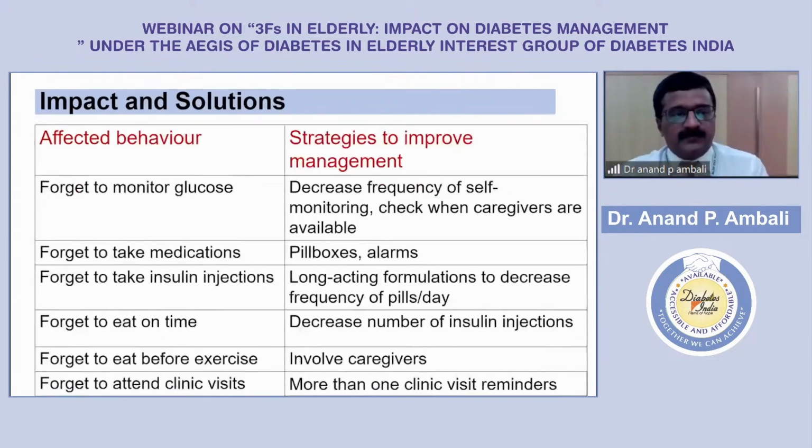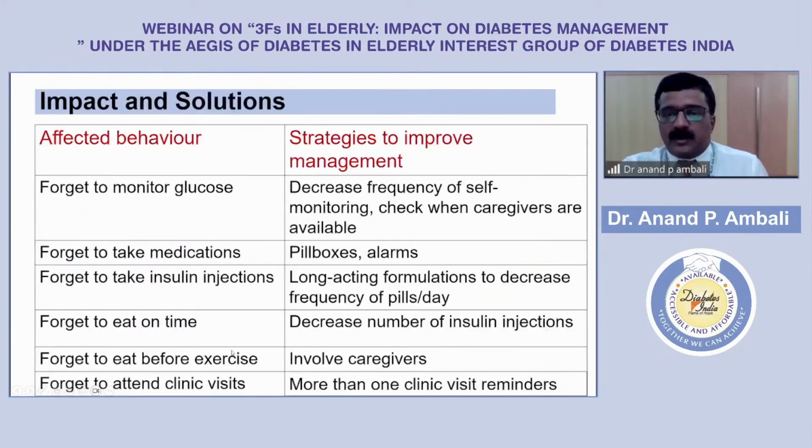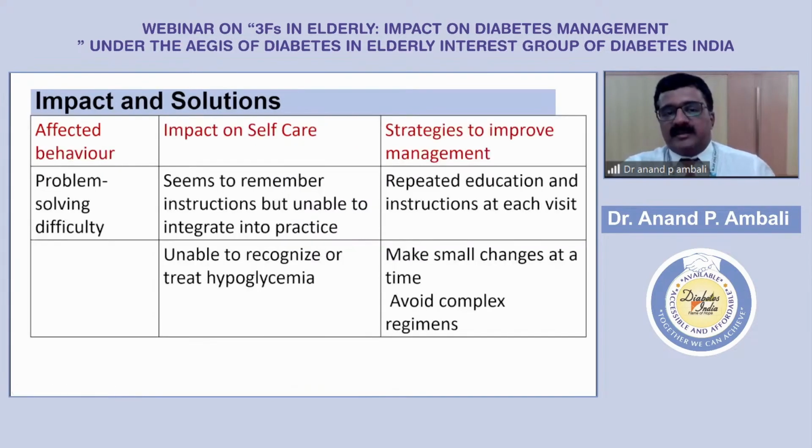Yes, sir. So what are the impacts? Difficulty recognizing the symptoms of hypoglycemia in the older person has a very negative impact on the patient's quality of life, and complications are least described or identified. If the older person forgets to monitor glucose, then decrease the frequency, and give a pill box or alarms to ensure that he takes medicines. And if the patient has problem-solving difficulty, repeated education and repeated visits have to be done.